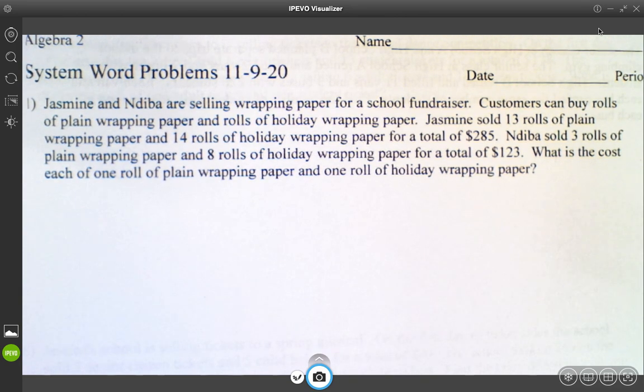So whenever you are solving a system of equations, you have 2 variables. Now in this case, it does not tell you what variable to use. So the first thing I'm going to want you to do is tell me what your variables are going to represent. So if we look at this first example, the first name is Jasmine. How would you guys pronounce that second name?